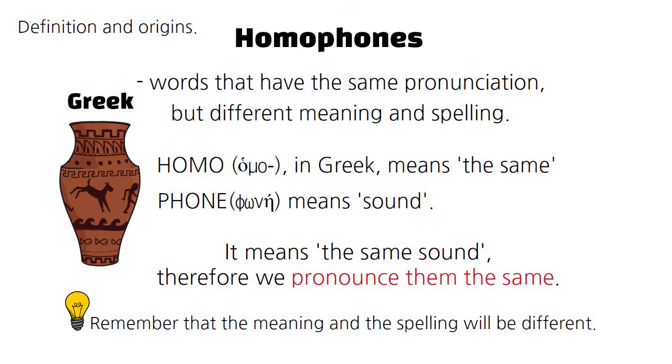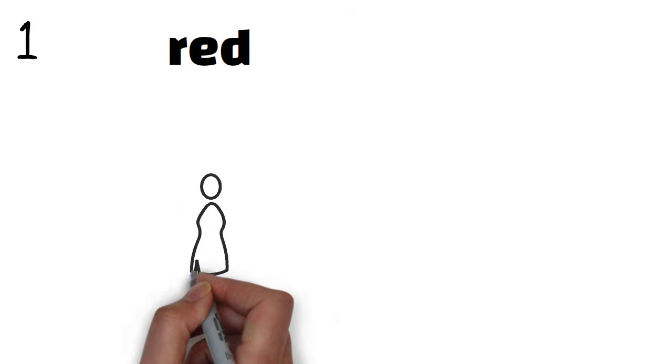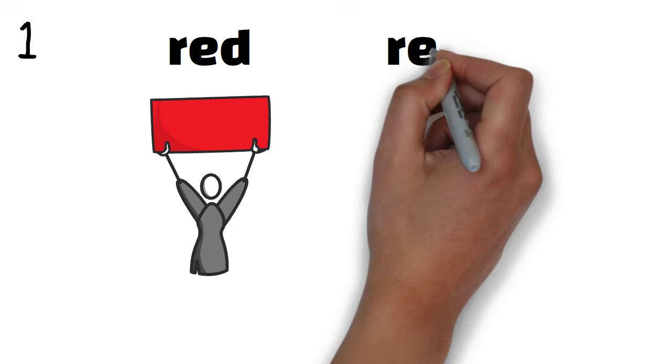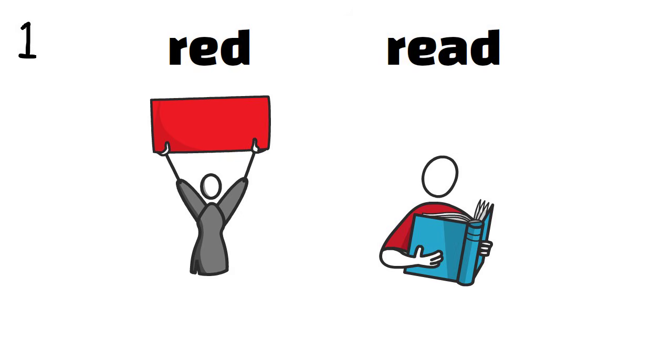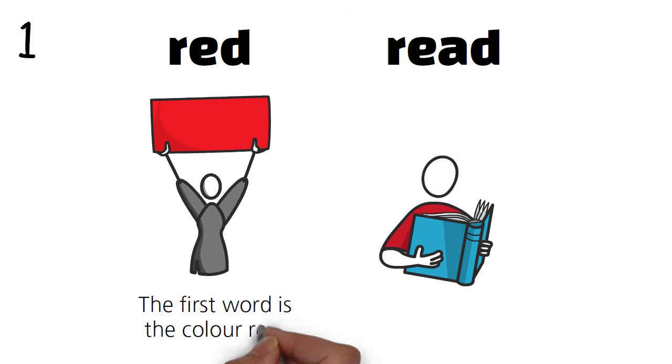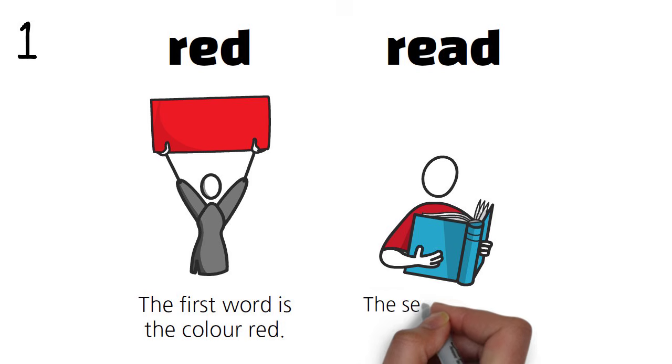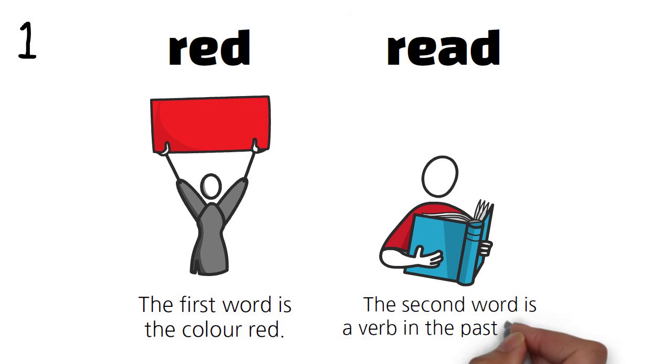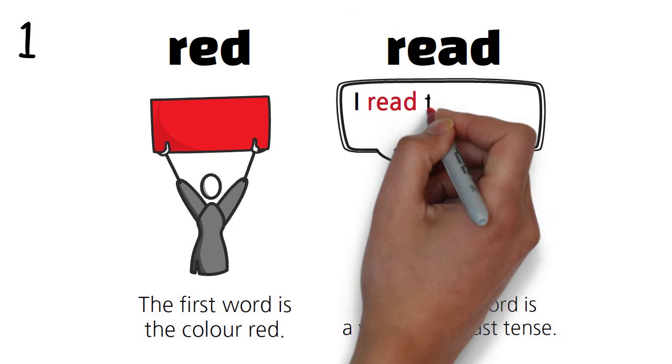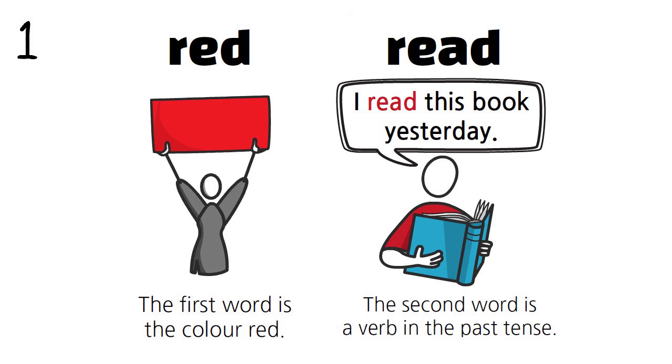Let's have a look at some examples. Number 1. Red and red. The first word is the color red. The second word is a verb in the past tense. I read this book yesterday.